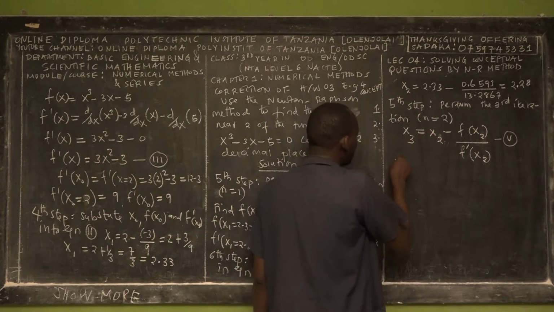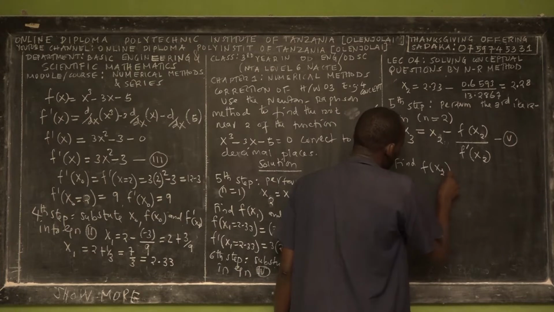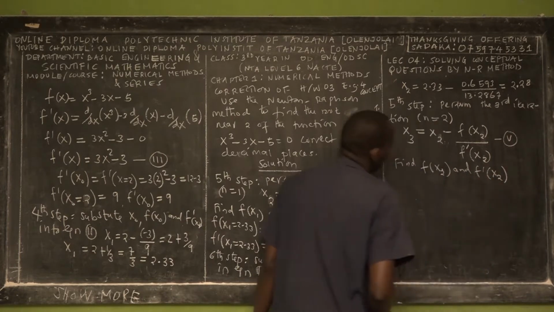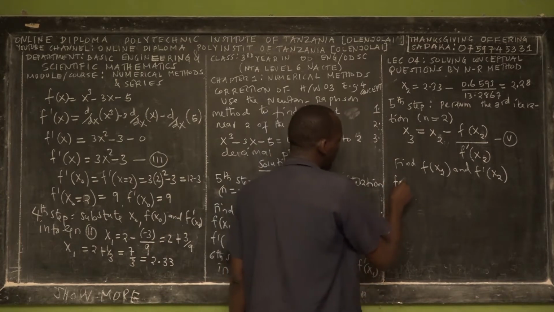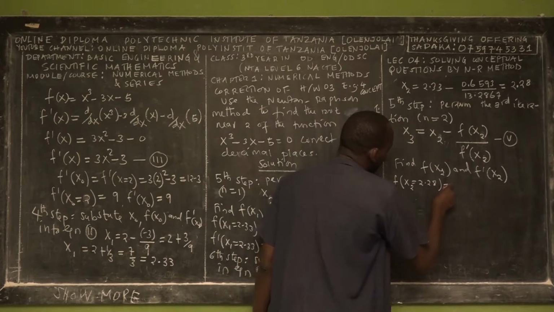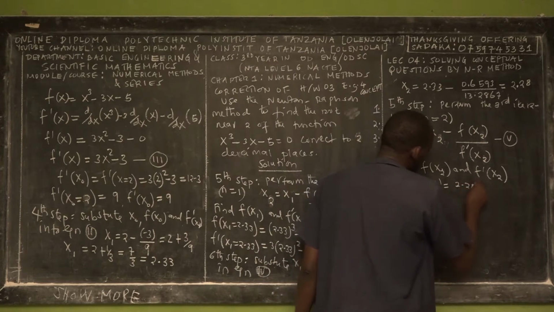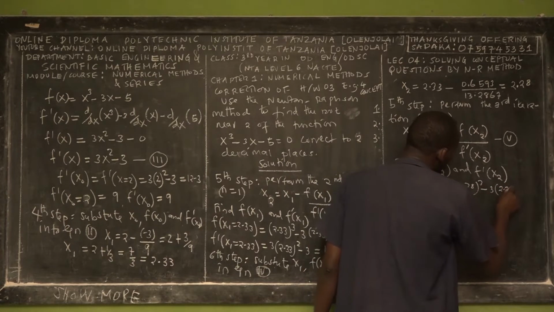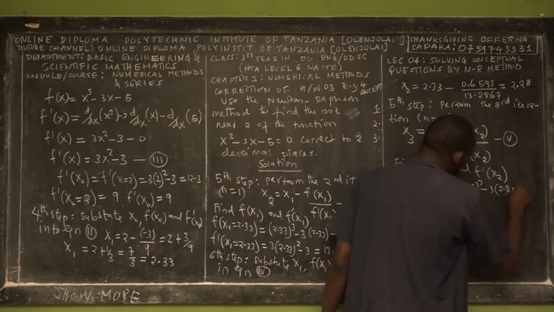So then, let us find the value of f(x2) and the value of f dash of x2. How do we find it? So we are looking at the value of f(x2). What is x2? x2 is 2.28. The given function is x cubed. So we substitute 2.28 to the power 3 minus 3, 2 times 2.28 minus 5.